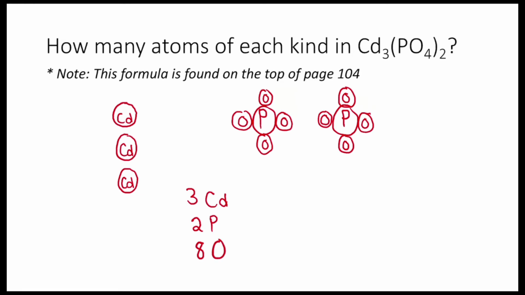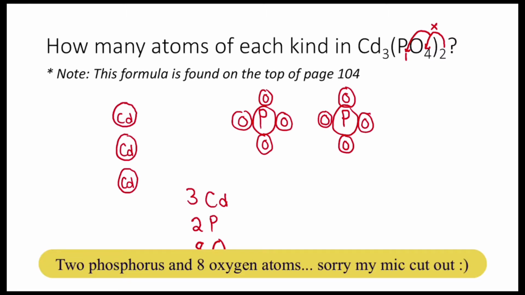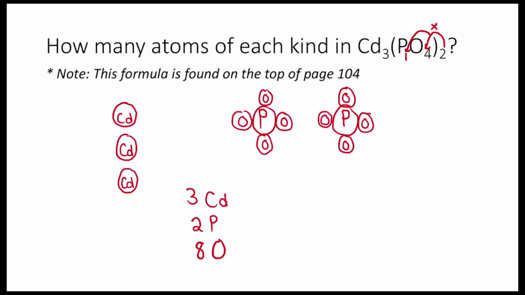Another way to look at this, if you're familiar with the distributive property in math, you can think of it as 2 times the 4 for oxygen, and then for phosphorus, because we don't write 1s in chemical formulas, it would be 2 times the 1. If that helps you, you can use it. However, you can also just think of it as if you have 2 PO4 groups, that means that you will have 2 phosphorus and 8 oxygen, because we already had 4, now we have 2 groups of them.